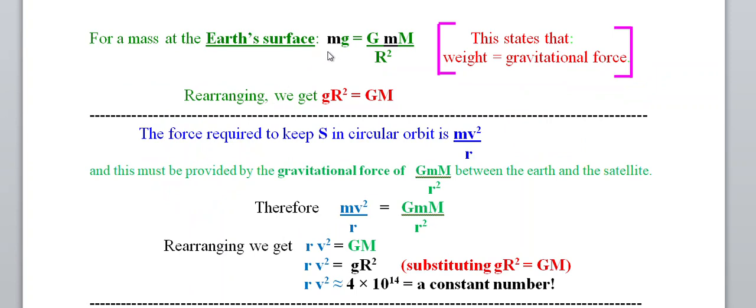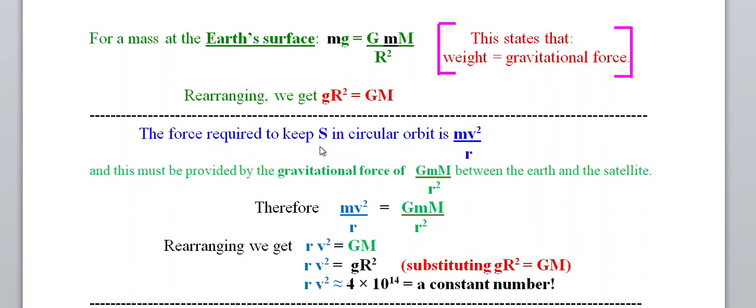For a mass m at the surface of the Earth, its weight is mg, where g is the acceleration due to gravity. But if we're thinking of gravitation, the force between the mass and the mass of the Earth is proportional to the product of the masses and inversely proportional to the distance between them. And the distance between them, if it's on the surface of the Earth, is the radius of the Earth, and this is R squared on the bottom. Putting in the universal constant of gravitation, we can equate these two things. Now, cancelling out the small m, we get gR squared is capital GM.